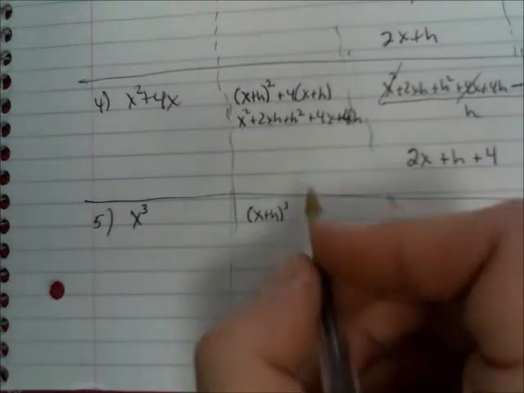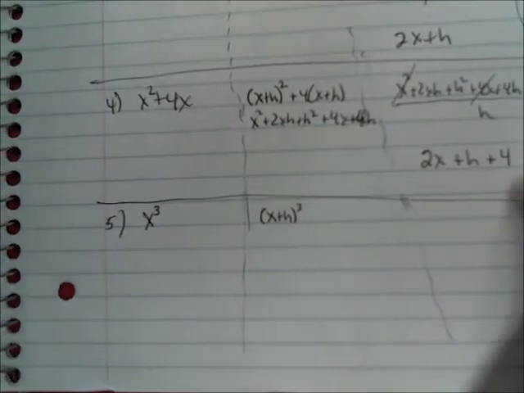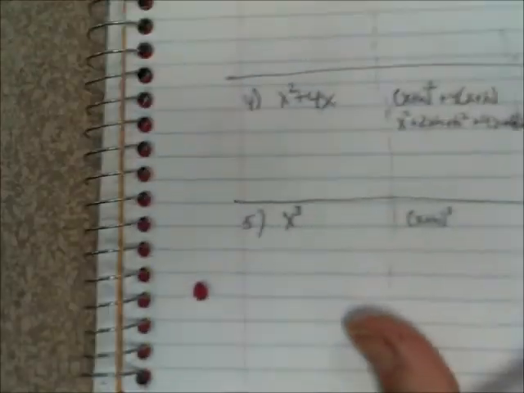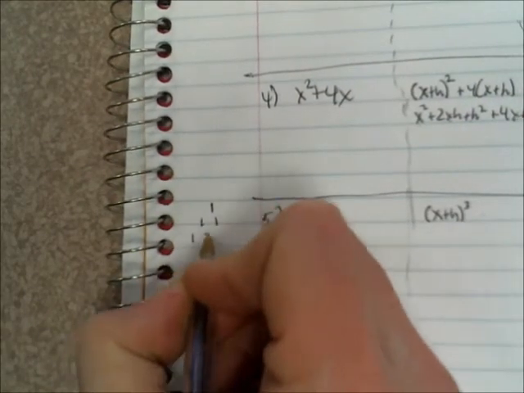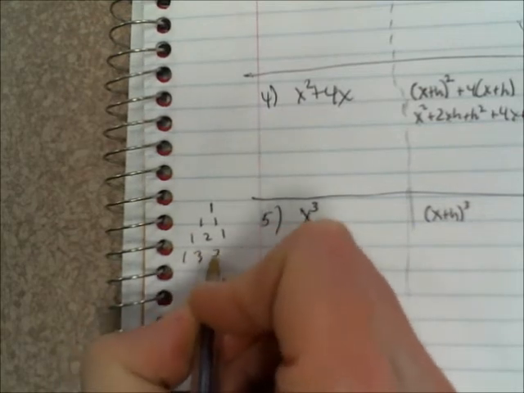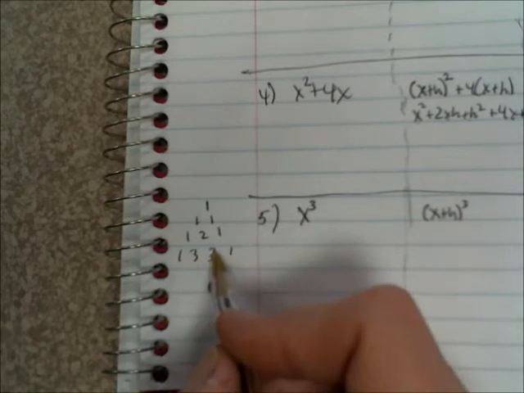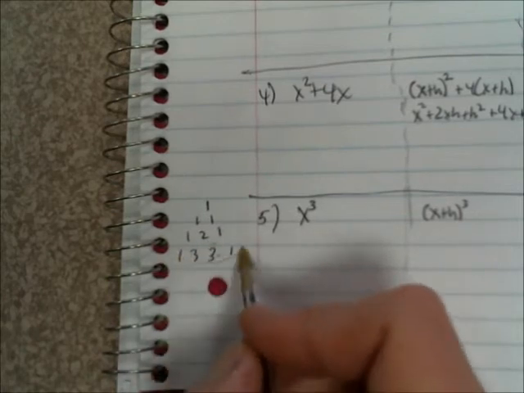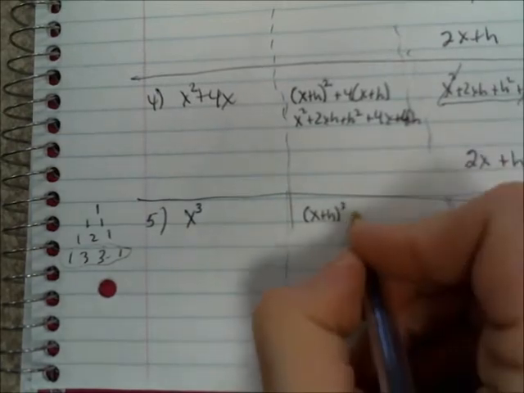Or if you remember binomial expansion, you have a Pascal's triangle. If you remember the Pascal's triangle, I'll put it over here. 1, 1, 1, 1, 2, 1, and 1, 3, 3, 1. If you want to raise a binomial to the third power, you're going to use the third row of Pascal's triangle, which is 1, 3, 3, 1.